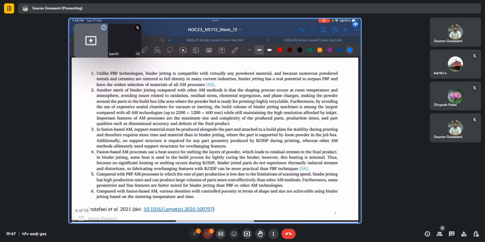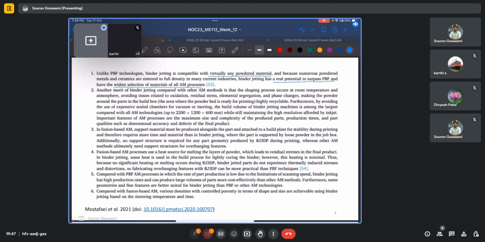The paper also gave a very good comparison between the binder jetting based AM process and the laser powder bed fusion. Here are some of the salient points. As we discussed, binder jetting is compatible with virtually any powdered material, whereas PBF is mostly suited for metal. And binder jetting actually has a very high chance to surpass PBF and can process the widest selection of materials among all of the AM processes. This is what gives binder jetting the industrial edge.